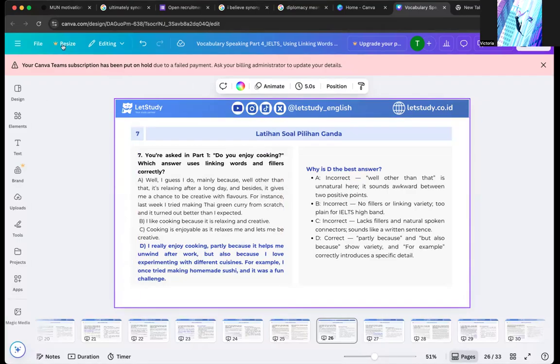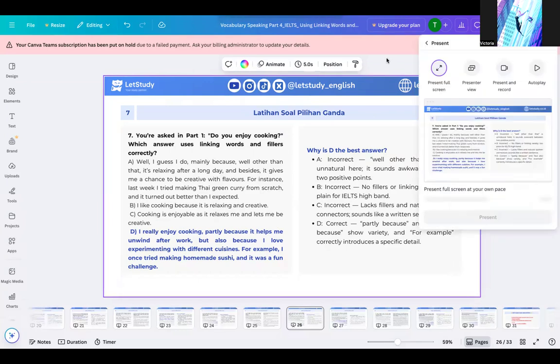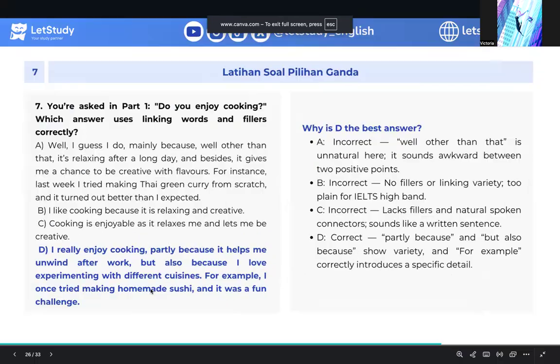Okay, so now to questions 7 and 8. Nah, untuk pertanyaan nomor 7. Okay, now on to question 7.